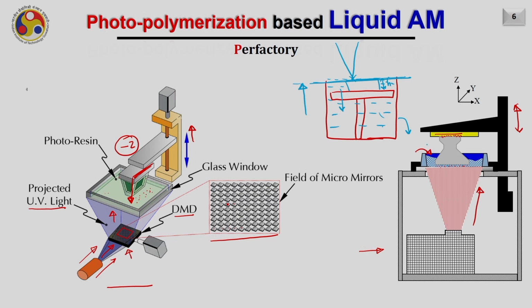Hence, the material required here as an inventory is quite less as compared to the SLA. And that is why I have mentioned that the running cost of this particular system is far more economical as compared to SLA, and this invention is just by flipping the object upside down. It is the greatest invention according to me in additive manufacturing.